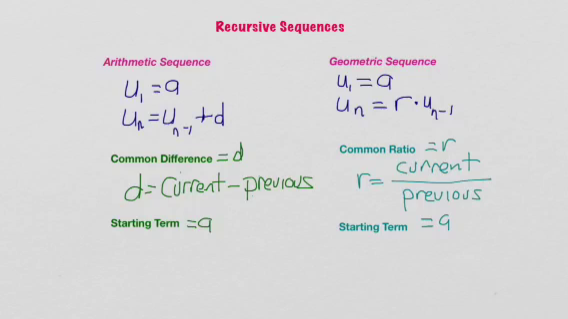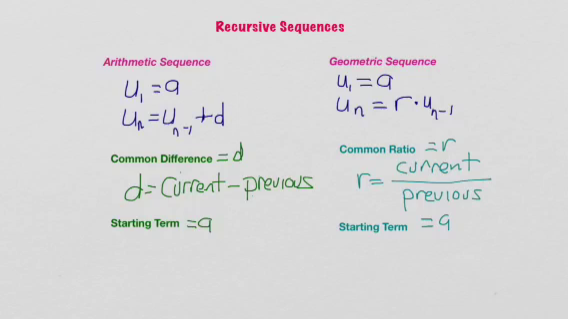For a geometric sequence, we're always multiplying by the same number each time. That's the common ratio. We get that common ratio by taking the current value divided by the previous. So a geometric sequence will have the formula U sub 1 equals A and U sub n equals R times U sub n minus 1.